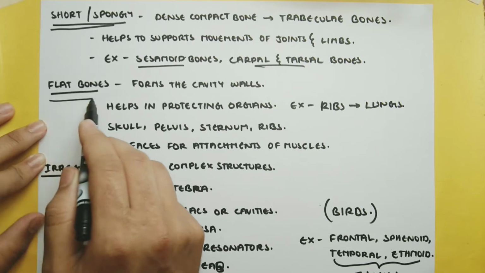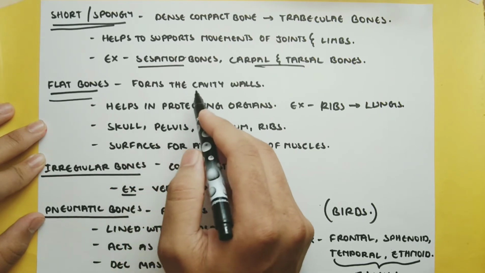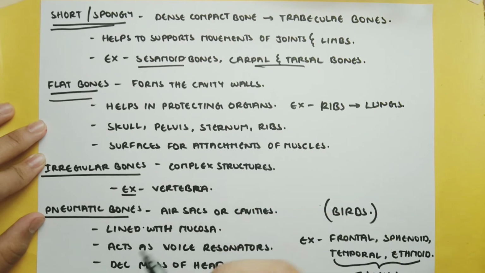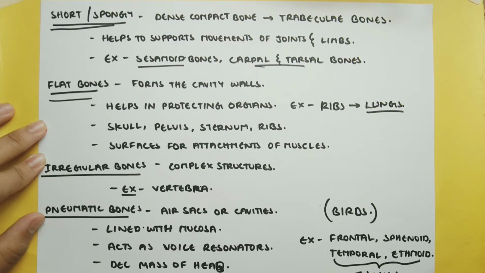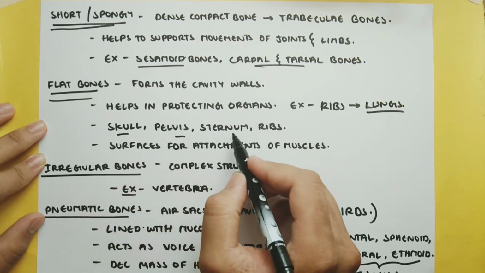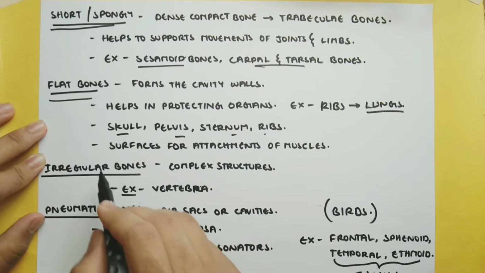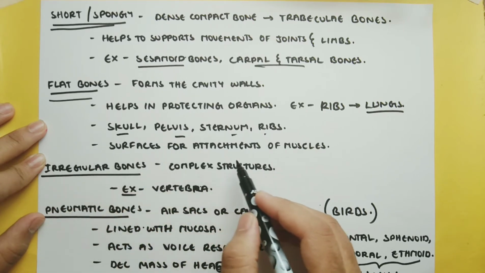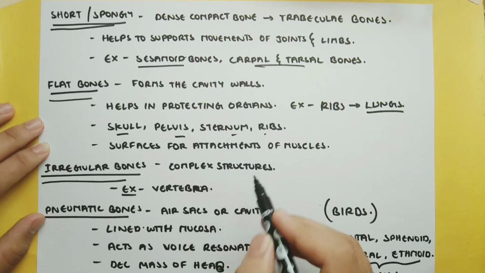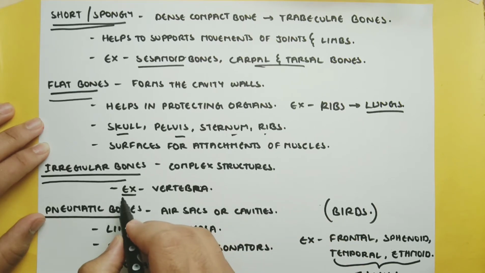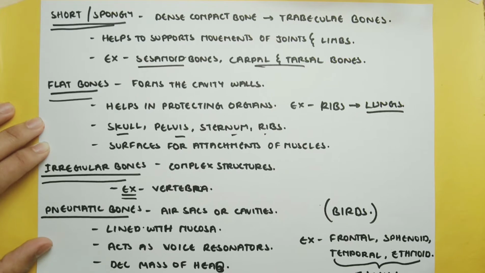Now let us go to flat bones. These form the walls of cavities, which helps in protecting the organs. Example, ribs, which protect the internal organs, the lungs. The other examples are skull, pelvis, sternum and ribs. These bones have surfaces for the attachment of muscles. Next come the irregular bones. These are bones with complex structures. The example is the vertebra, the vertebral column.